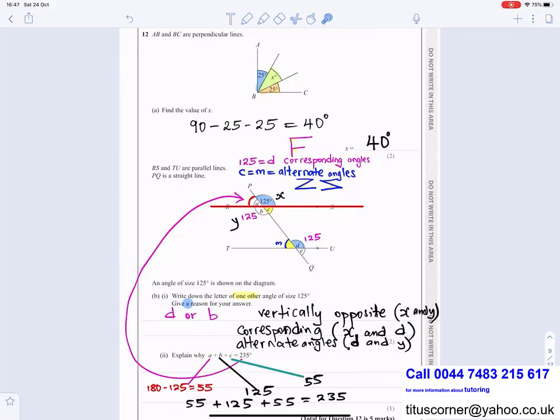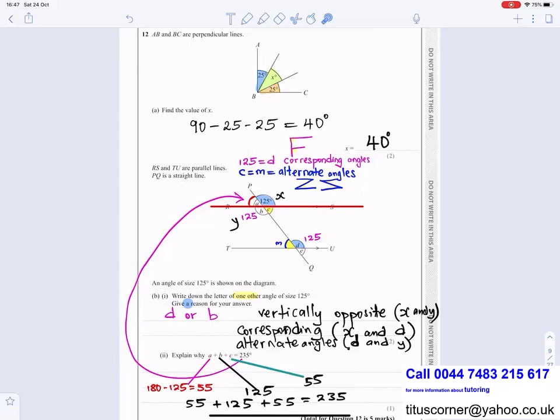Also, this is 125. Vertically opposite that 125 is the angle B. And B as well is 125. B for Bravo. So there's two angles that are 125 degrees. D for Delta and B for Bravo. And the reason could be vertically opposite angles or corresponding angles.